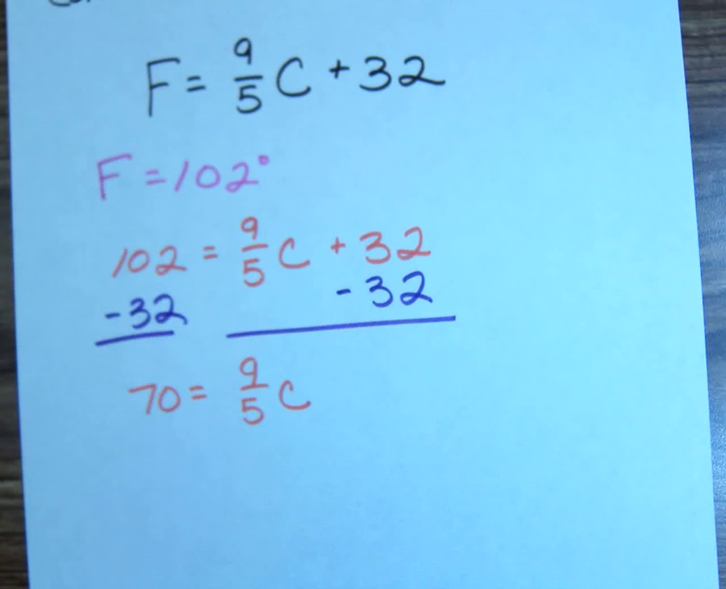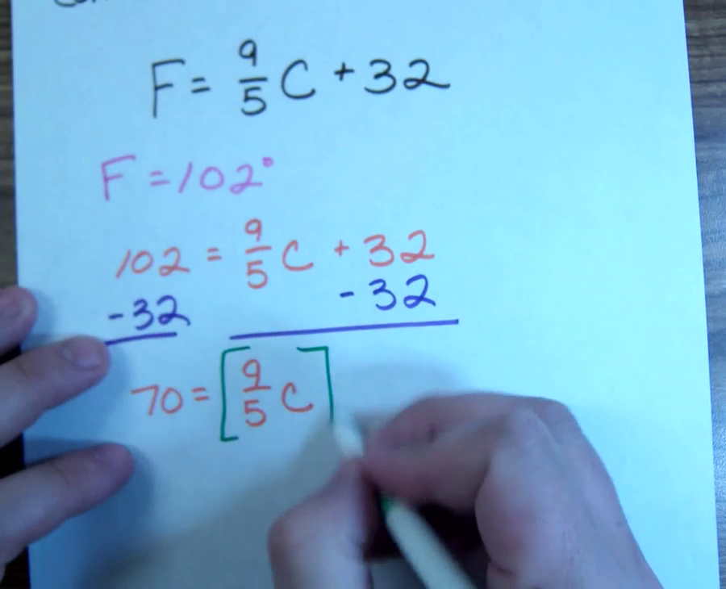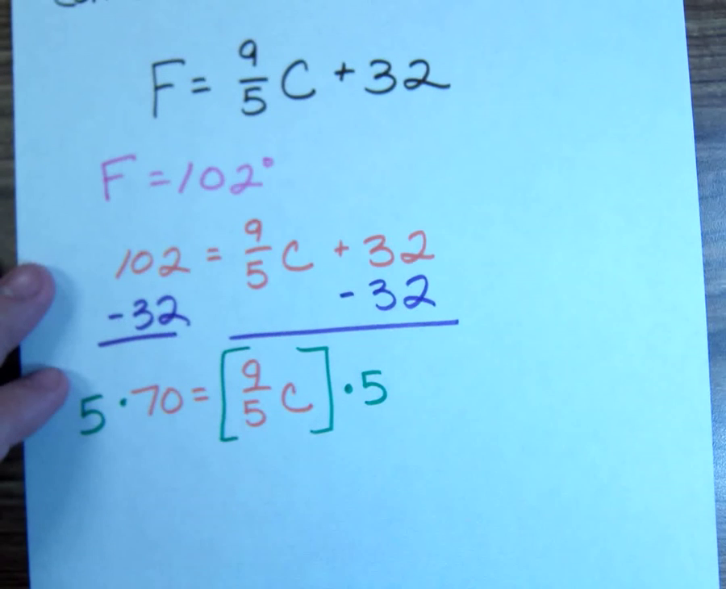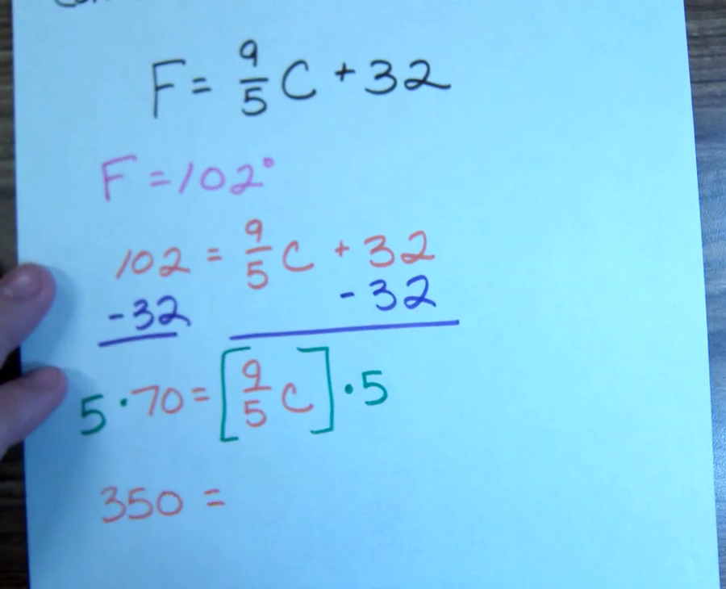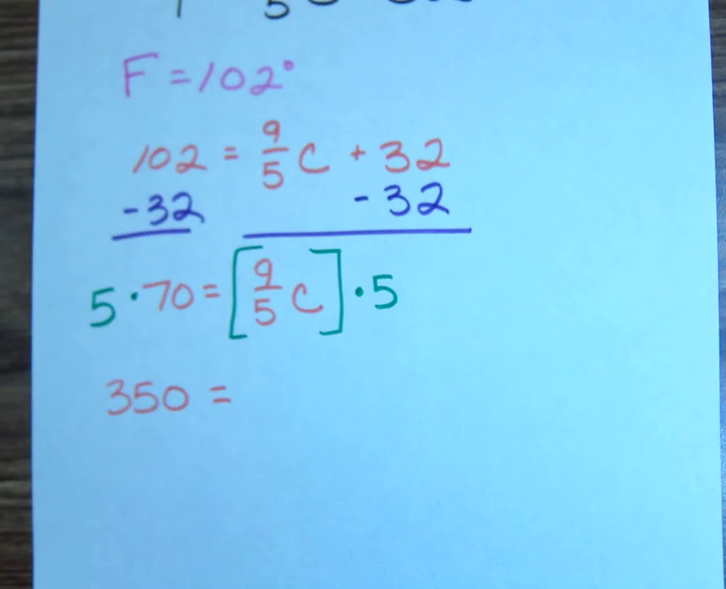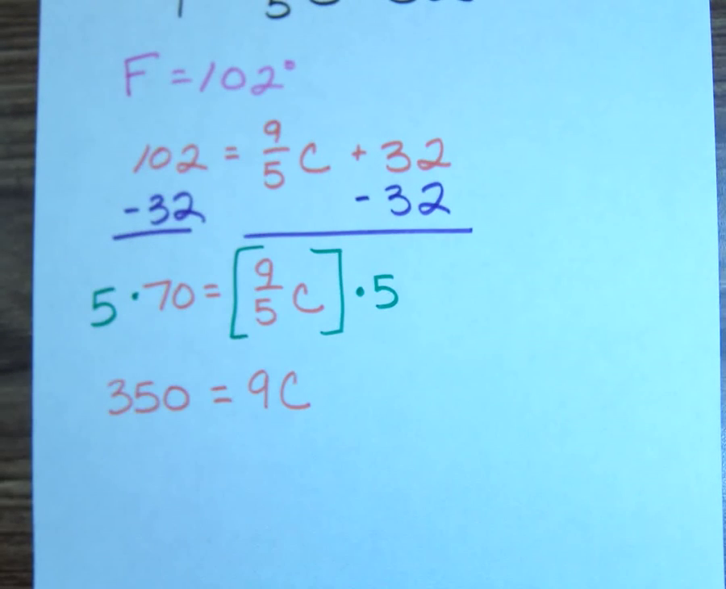Okay? Now what you said was multiply by 5. That seems like a great idea. Let's multiply by the denominator. That will get rid of my fractions for sure. On the left side, 5 times 70 is 350. On the right side though, what's 9/5 times 5? 45 over 5, which is 9. Multiplying by the denominator cancels the denominator.